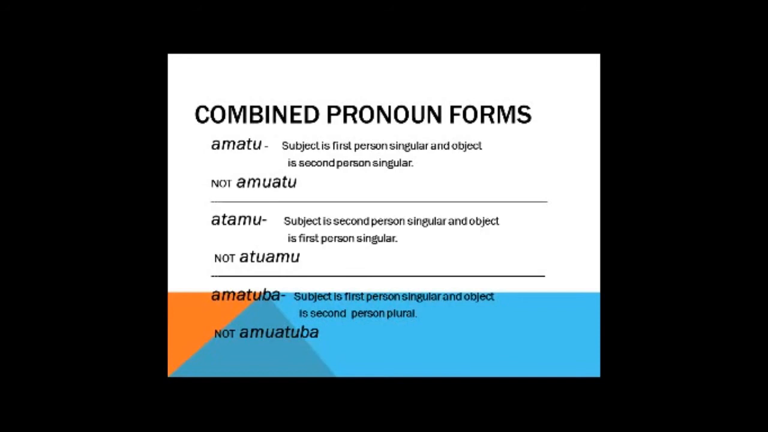Here's three examples. The first person singular is the subject and the second person singular is the object. So I, you. You would expect it to be amu atu, but it's combined into amatu. Second person singular subject, first person singular object, atamu, not atu amu. And then the third example, subject is first person singular and object is second person plural. So first person singular is I or me, second person plural is yous. You would expect amu atuba in sequence, but it's actually amatuba.